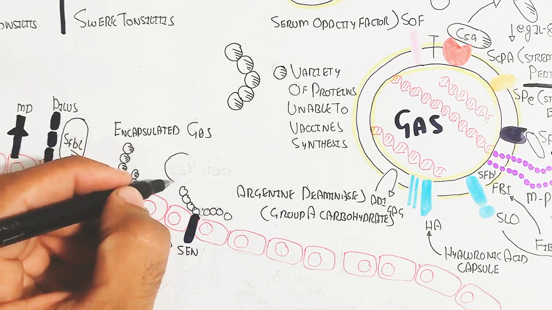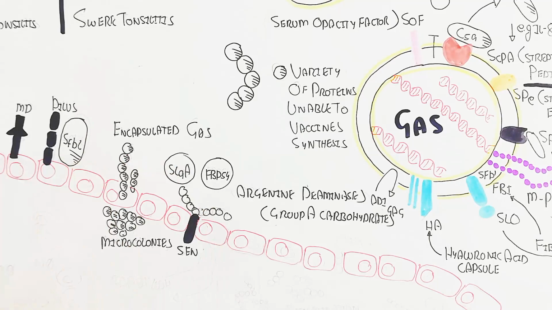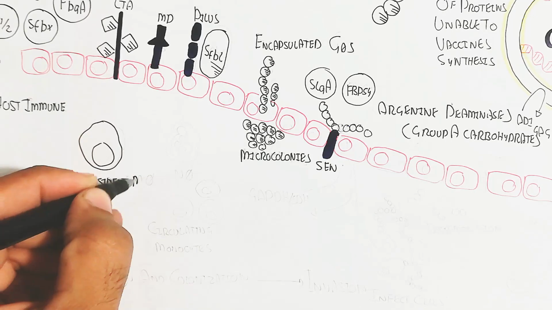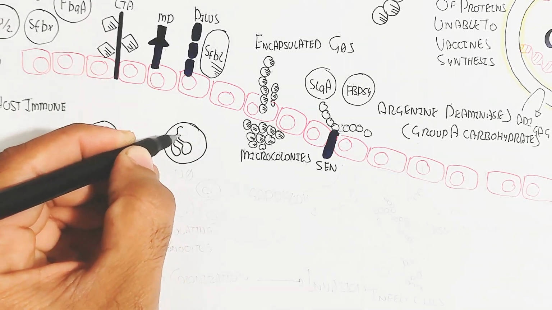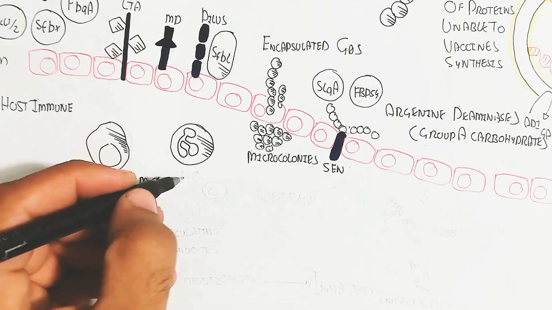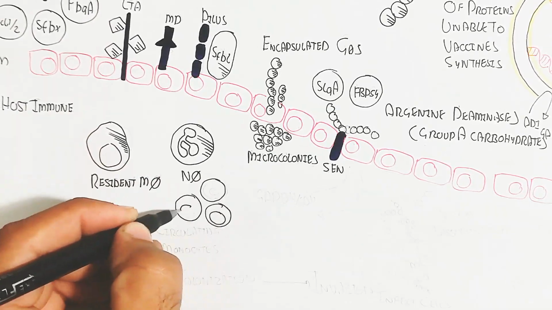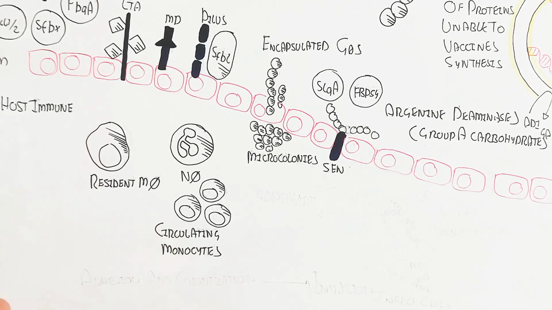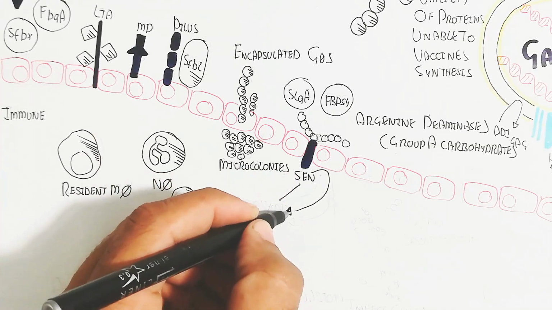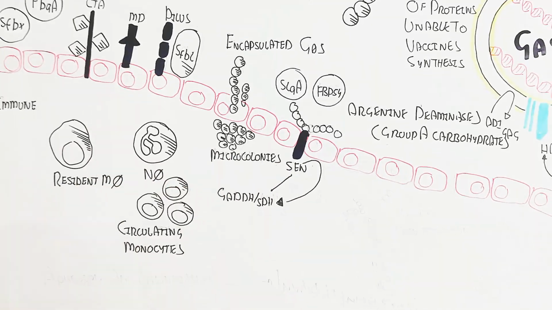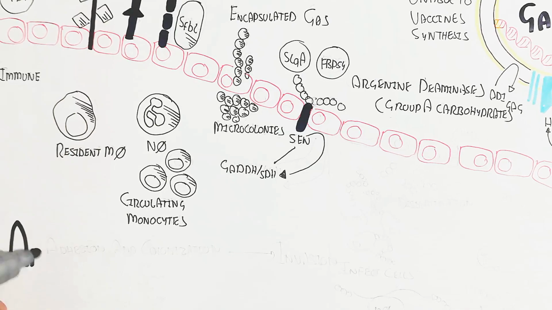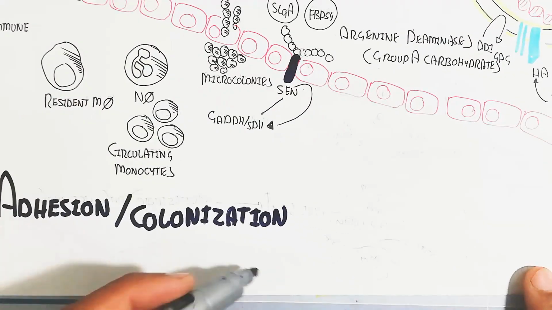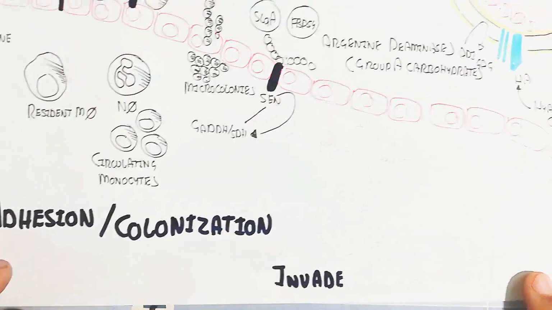Adhesion means it will remain outside and grow, while the SLA and FBP54 protein is produced, which leads to binding and triggering by this function. Inside are the resident macrophages, neutrophils and circulating monocytes. Remember these things, and let's begin to understand how the innate immune cells are inhibited by this function when the GAS invades.